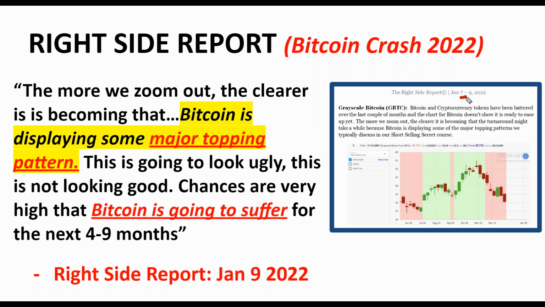Most people at that time were saying, oh no, everything is going to... if you recall, they were saying crypto was going to go to $100,000. And I'm writing a report in January 2022 saying major topping pattern, it's going to look ugly. This is not looking good. And it says chances are very high that Bitcoin is going to suffer for the next 4 to 9 months.